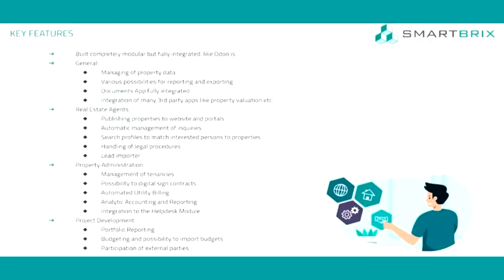So let's have a look at the key features a bit more in detail. The most important thing is that SMARTBRIX keeps the strengths of Odoo. It is completely modular, but fully integrated in the background like Odoo is. In general, we give the possibility to manage the data of all your properties, with various possibilities for reporting, exporting, and also importing. For us, it was really important to fully integrate the Documents app to store contracts, invoices, and so on.